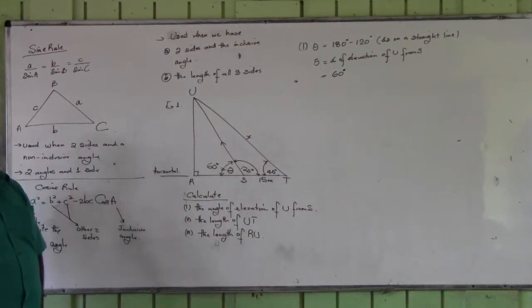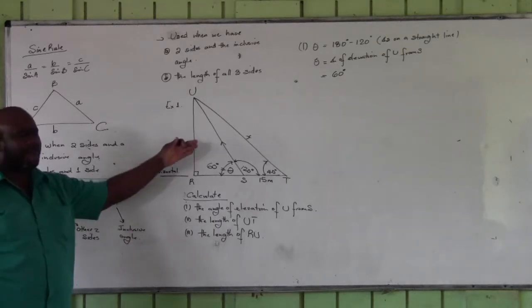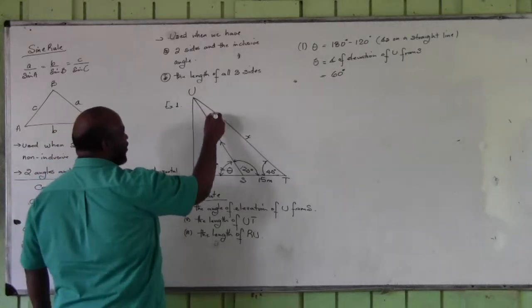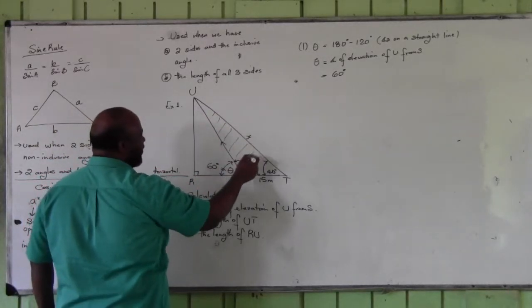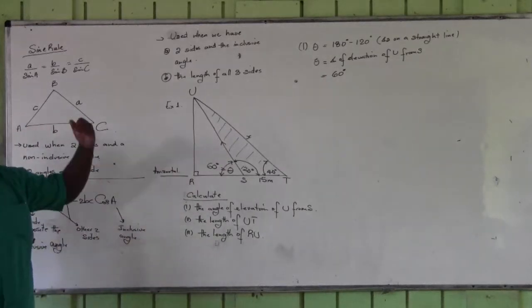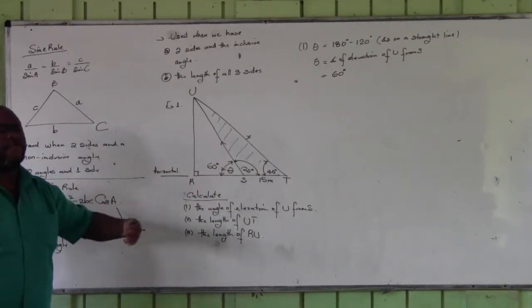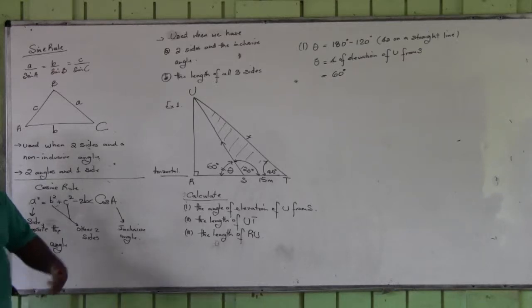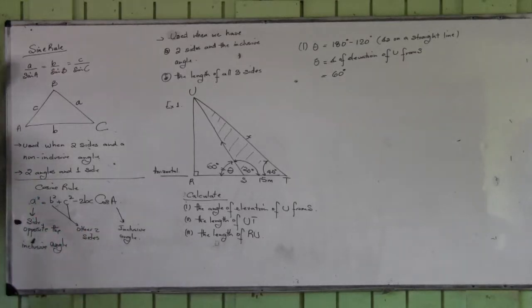Now, looking at it, please note, even though we have a right angle triangle, let me ask you this. This triangle over here, the shaded triangle, is it a right angle triangle or a non-right angle triangle? None. What are the tools for solving a non-right angle triangle? The sine rule and the cosine rule.